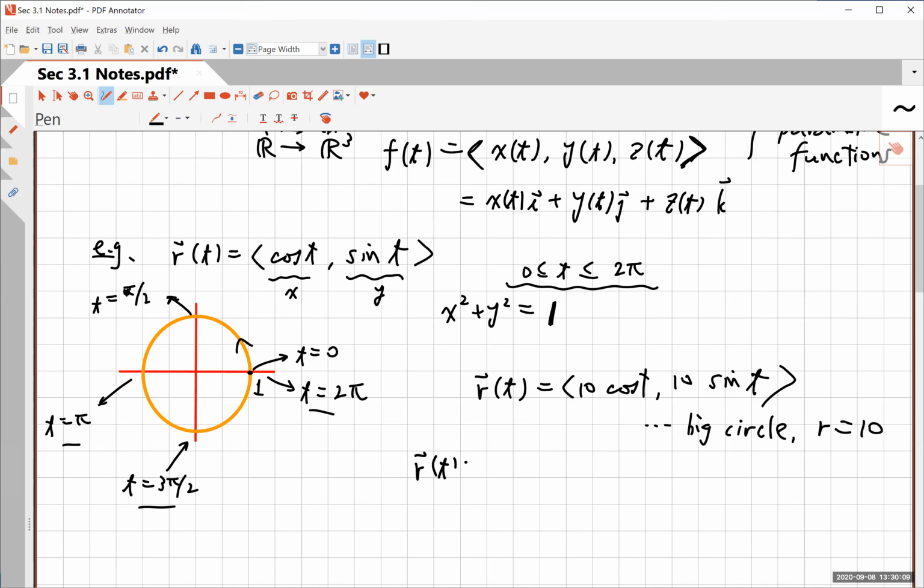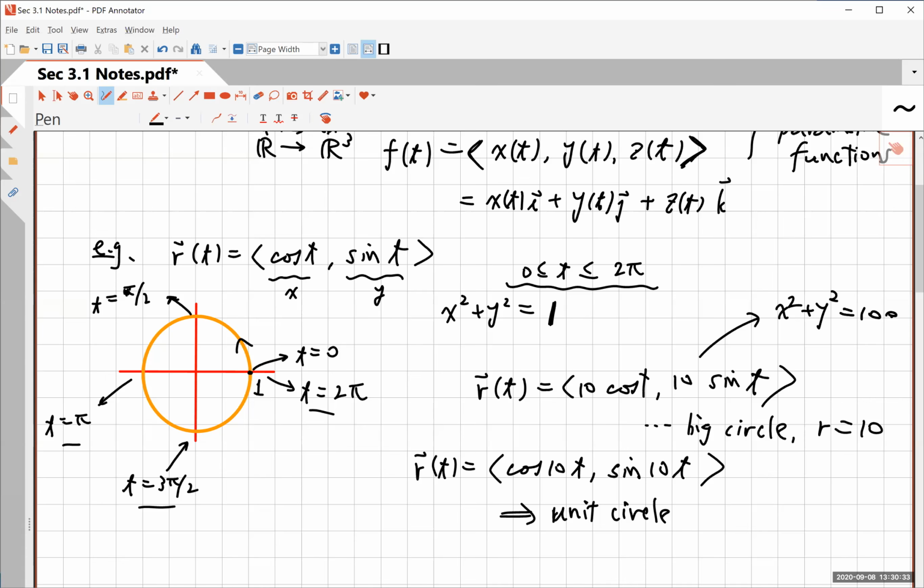Try this. What happens if it's cosine of 10t, sine of 10t? Is this a big circle? No, this is still a unit circle. Because remember, for the previous one, x squared plus y squared would be 100 cosine squared plus 100 sine squared, which is 100, so the radius is the square root of that, which is 10. But for this one, x squared plus y squared is still 1. So it is a unit circle, radius 1.